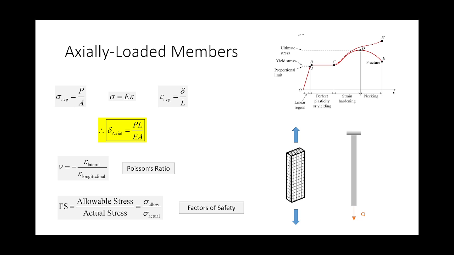So for instance, for steel, the Poisson's ratio is about 0.3. That's usually what we tend to use as a default. And Poisson's ratios tend to hover around that 0.2, 0.3 range, sometimes a little smaller, sometimes a little bigger.